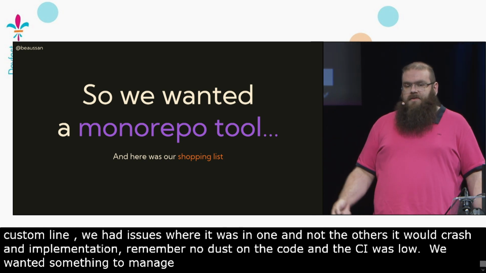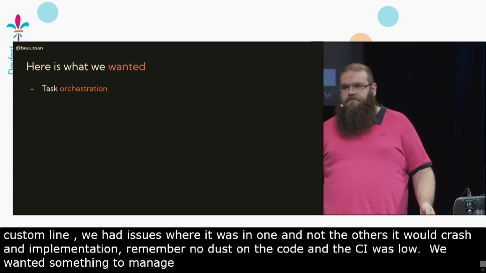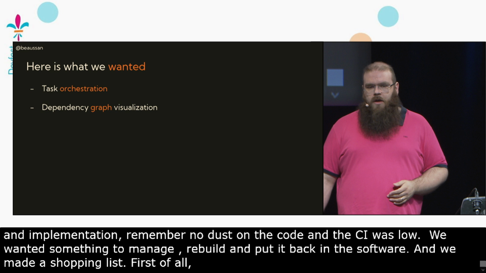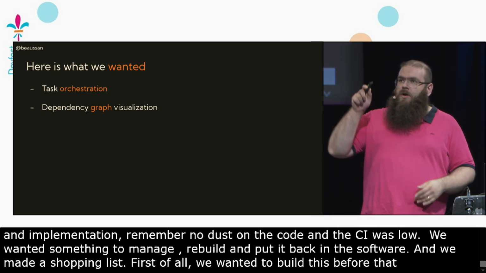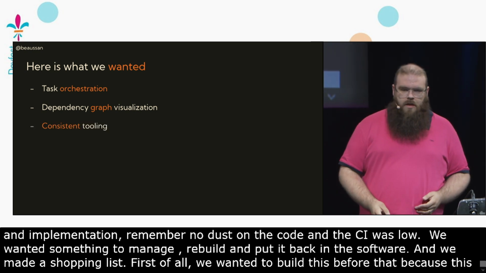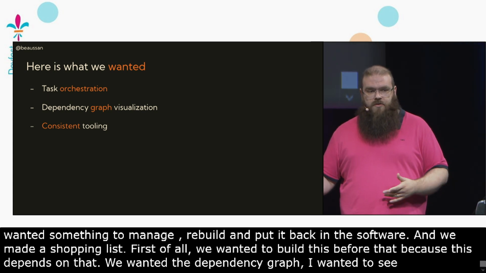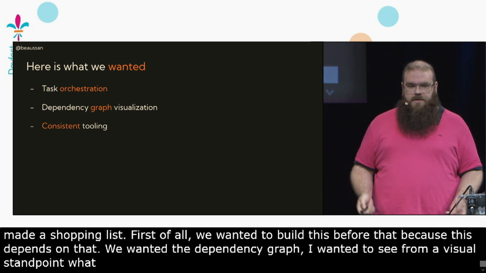And we made a shopping list. So first of all, we wanted to have task orchestration, right? Like build this before that because I depend on this. We wanted to have dependency graph visualization. I wanted to see from a visual standpoint what imports what. We wanted to have consistent tooling, so the same version of Jest everywhere, the same version of Vite everywhere, the same configuration in every single place.